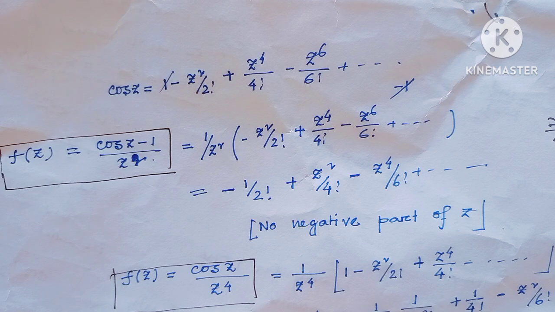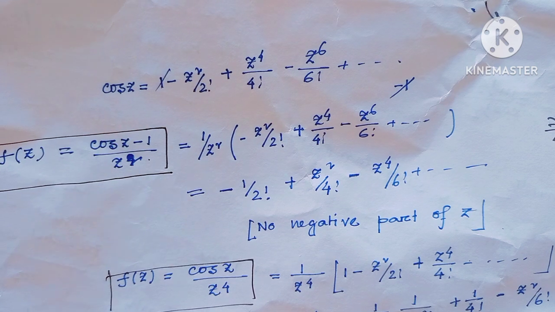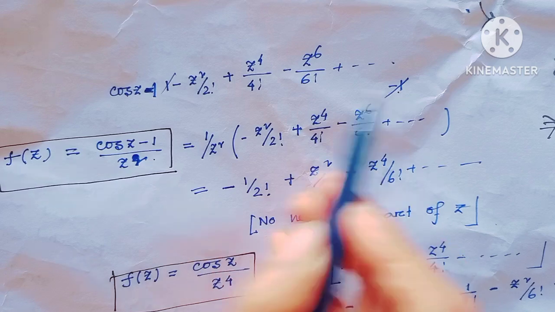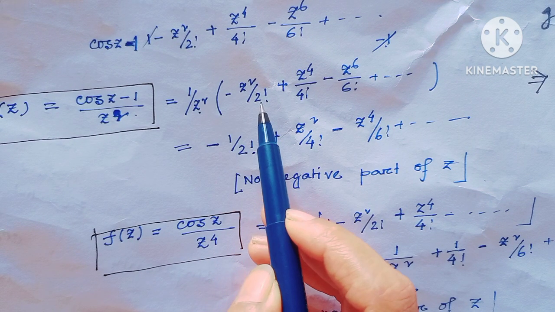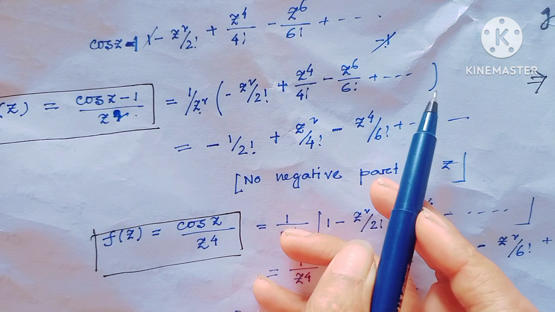First function: f(z) equal to (cos z minus 1) over z square. Which type of singularity exists for this function? Cos z, as we all know, is 1 minus z square over 2 factorial plus z to the power 4 over 4 factorial minus z to the power 6 over 6 factorial. And cos z minus 1 means the 1 and the minus 1 would be cancelled, so the series would be minus z square over 2 factorial plus z to the power 4 over 4 factorial minus z to the power 6 over 6 factorial, and so on.